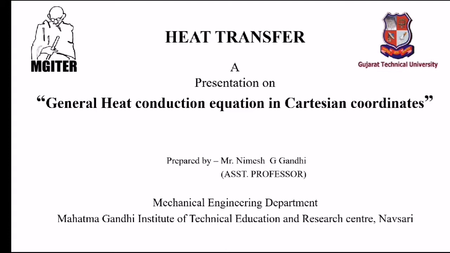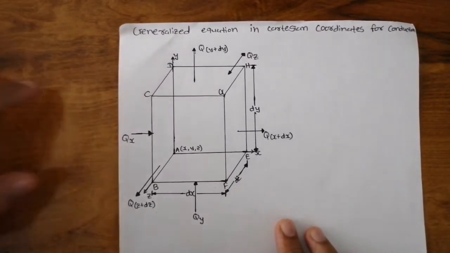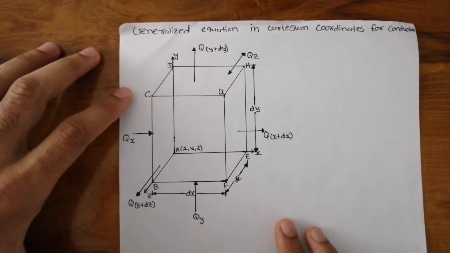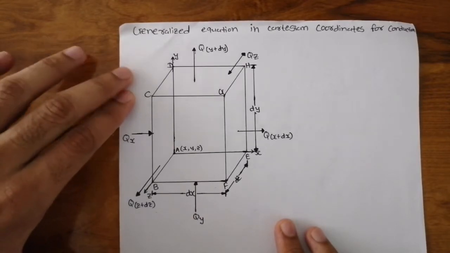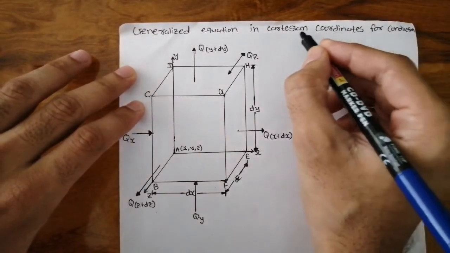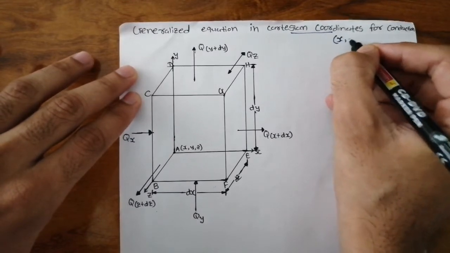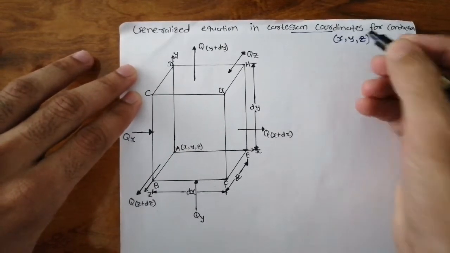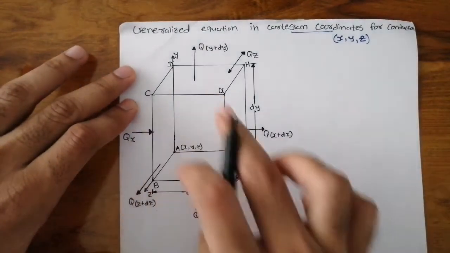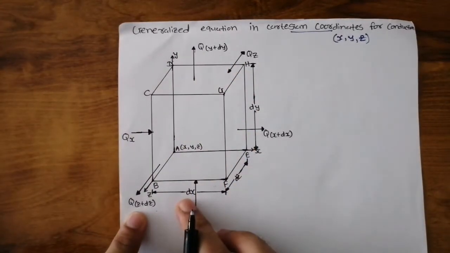Today we are going to discuss the general heat conduction equation in Cartesian coordinates. Now we are going to discuss the generalized equation in Cartesian coordinates for conduction. First of all, we consider Cartesian coordinates. It means that for Cartesian coordinates we normally consider x, y and z. Now you can see here one control volume, or we can say one element.